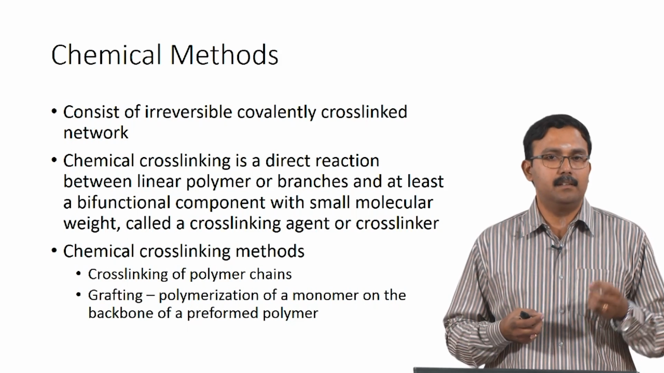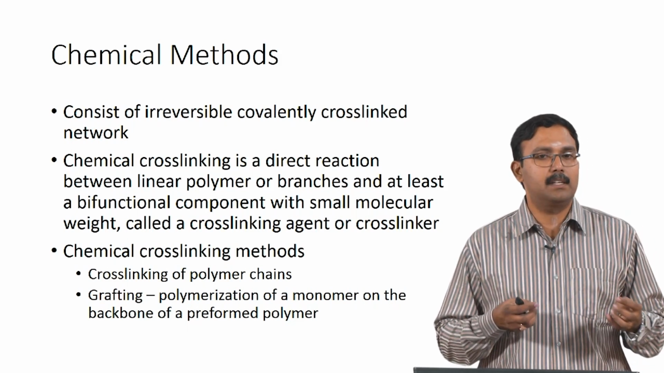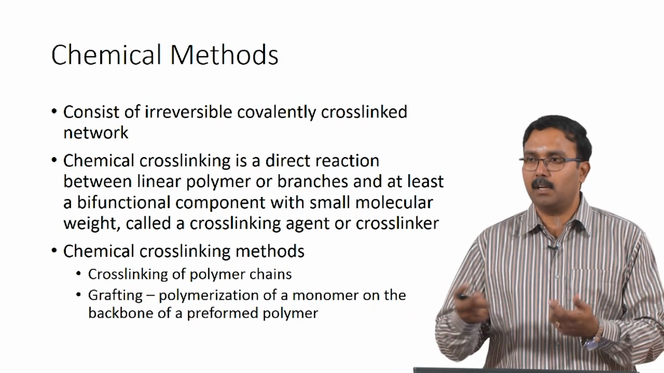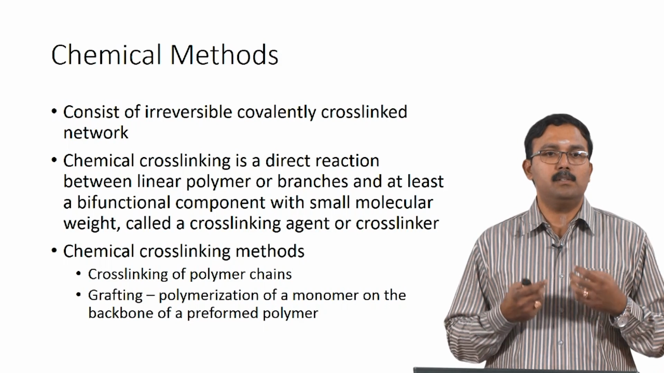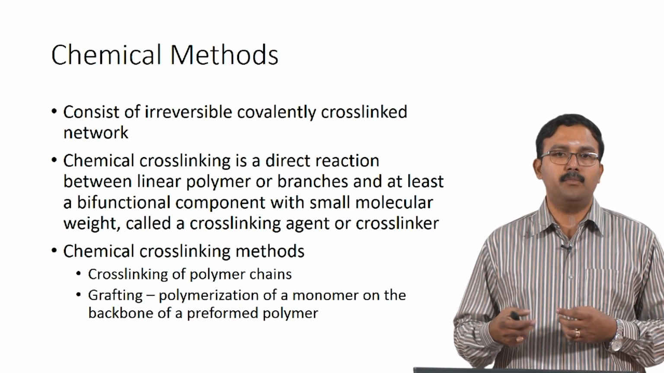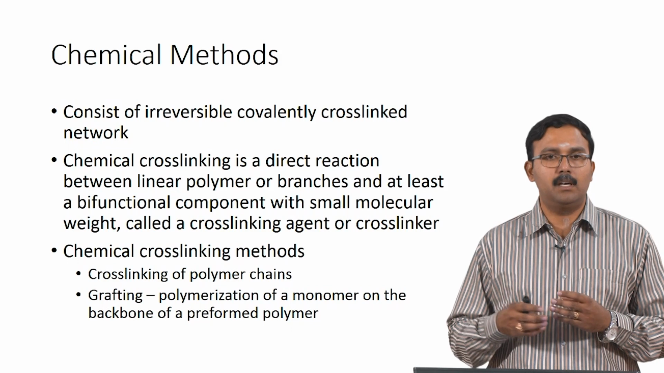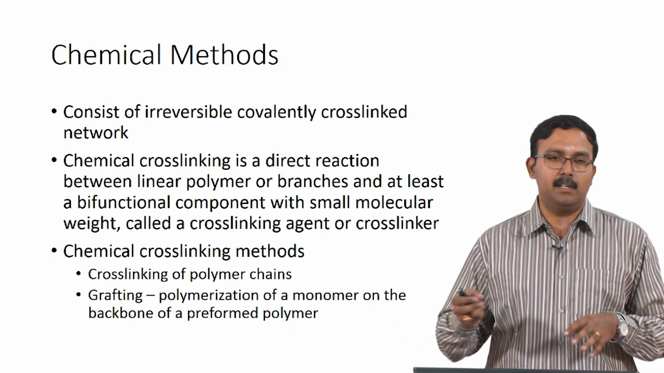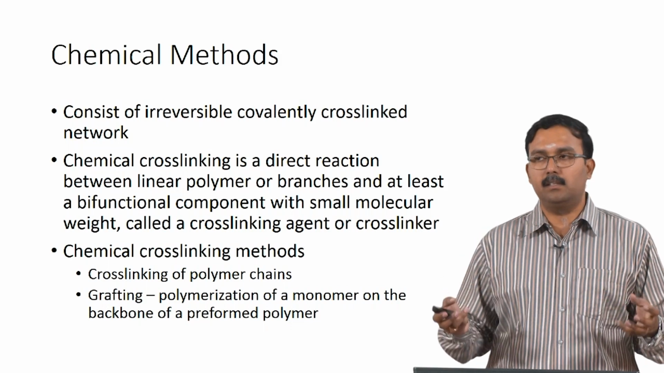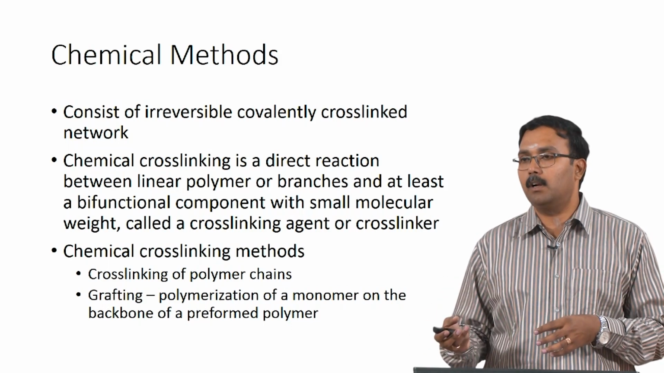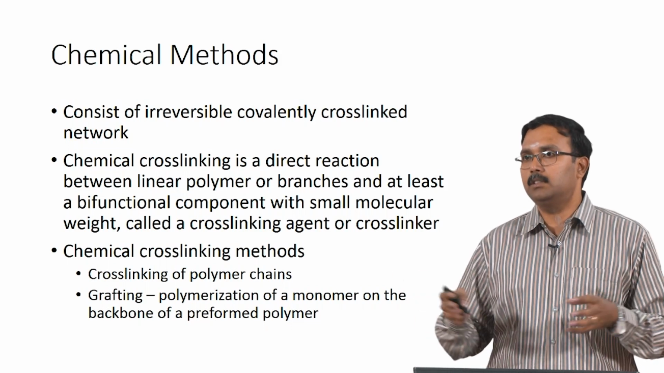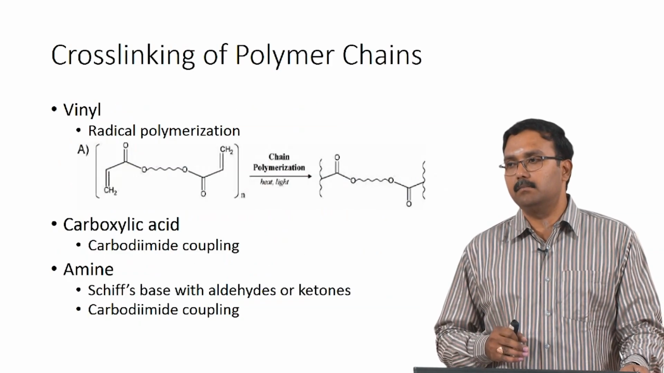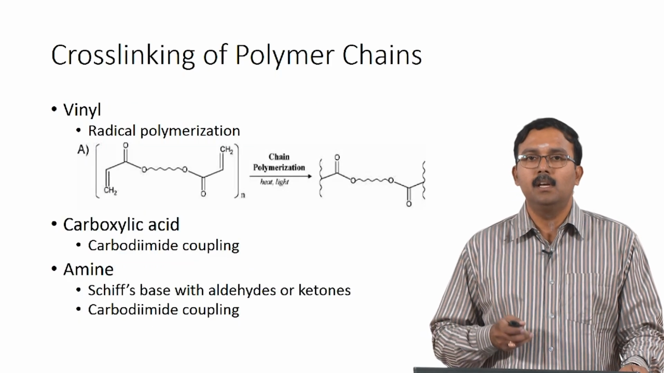Chemical cross linking methods involve cross linking of polymer chains themselves, which is what I am talking about with respect to glutaraldehyde. You can also have grafting, where polymerization of a monomer is performed on the backbone of a preformed polymer. So, you might just be forming branches using another monomeric molecule and cause this polymerization to create a hydrogel. Okay. These are some of the chemical processes which are used.